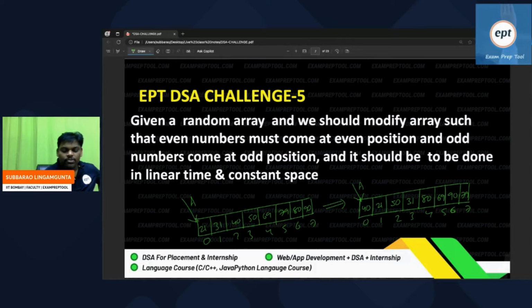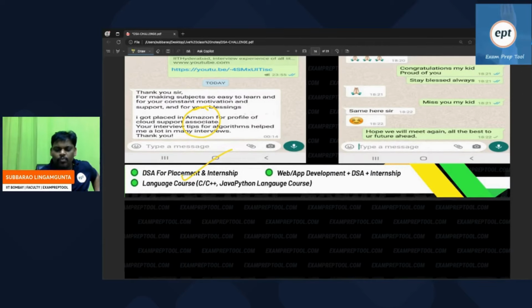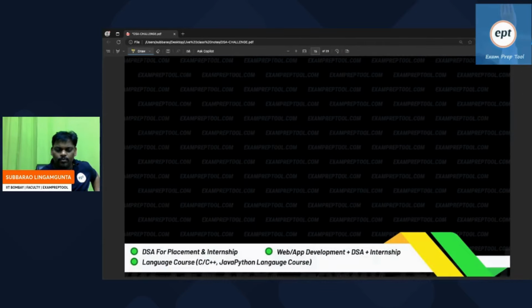But the time complexity should be linear and the space constant. This is the given problem. It means you cannot take extra space except some local variables. A few local variables you can take, but you cannot take one more array. But time complexity should be linear. So we are going to solve this problem. Let's move further and come to our problem.